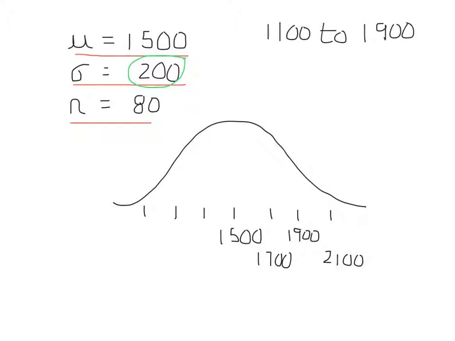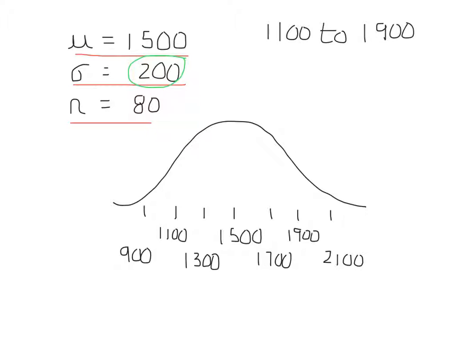Below the mean, and I'm only staggering those numbers so I can fit them in here. Below the mean, we are subtracting 200. So from the mean, 1,500, down 1 standard deviation would be 1,300, because 1,500 minus 200 is 1,300. And then 2 standard deviations would be 1,100, and 3 standard deviations below would be 900.